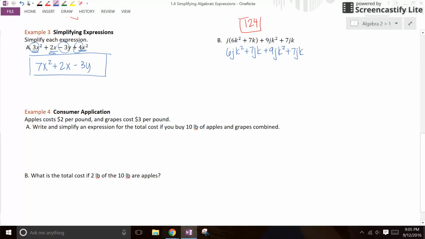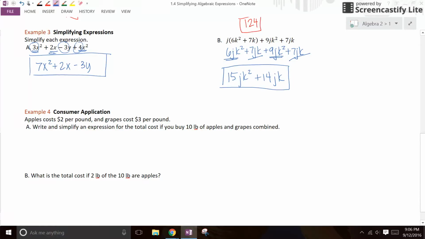And again, now combine like terms. I have a 6jk squared here and a 9jk squared here. An easy way to think of it is that the jk squareds are the same, so change that variable to apples. I have 6 apples and 9 apples. How many apples do I have now? I have 15. So I have 15 jk squareds. And then I see a 7jk here and a 7jk here. Those are the same. I will add them together and I get 14jk. And there is your simplified form, as far down as you can get.